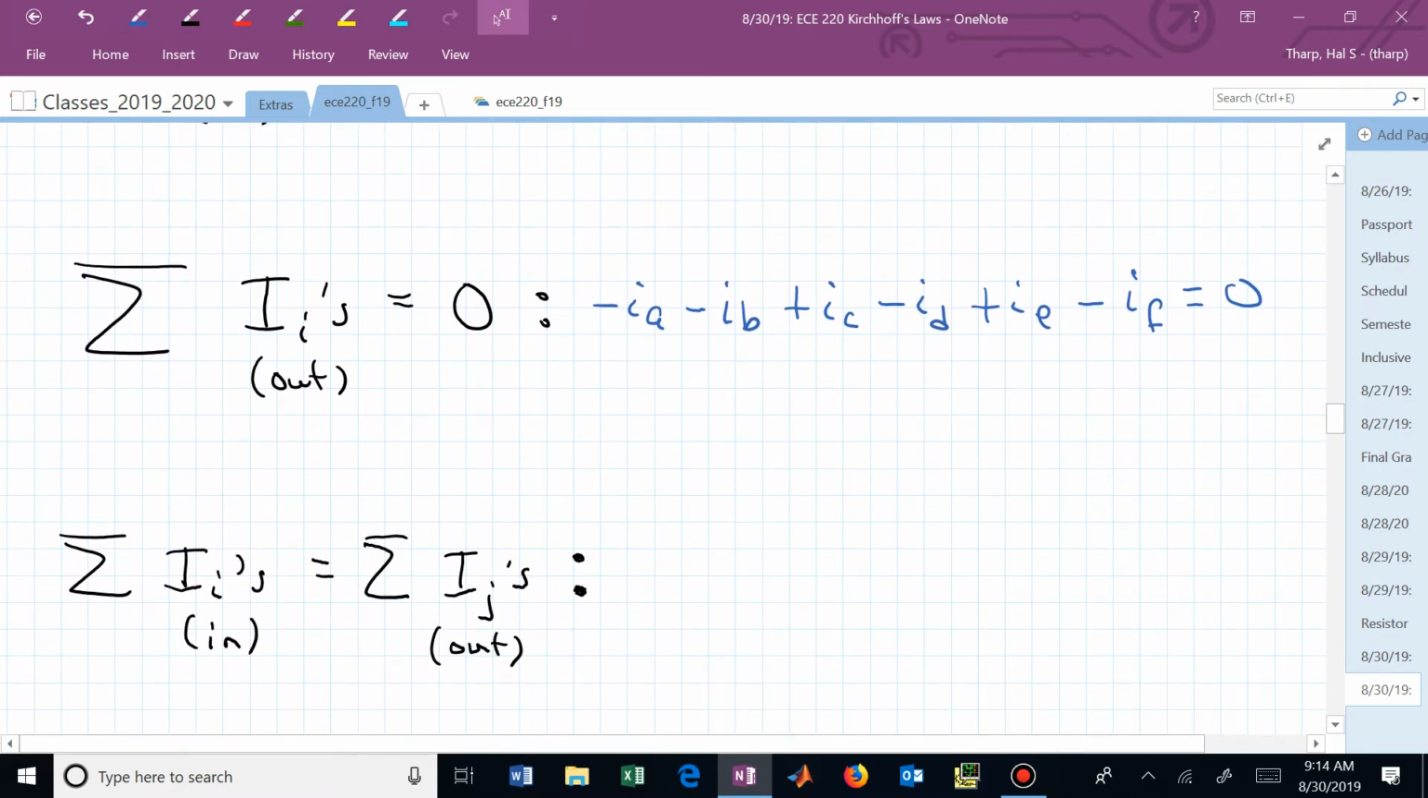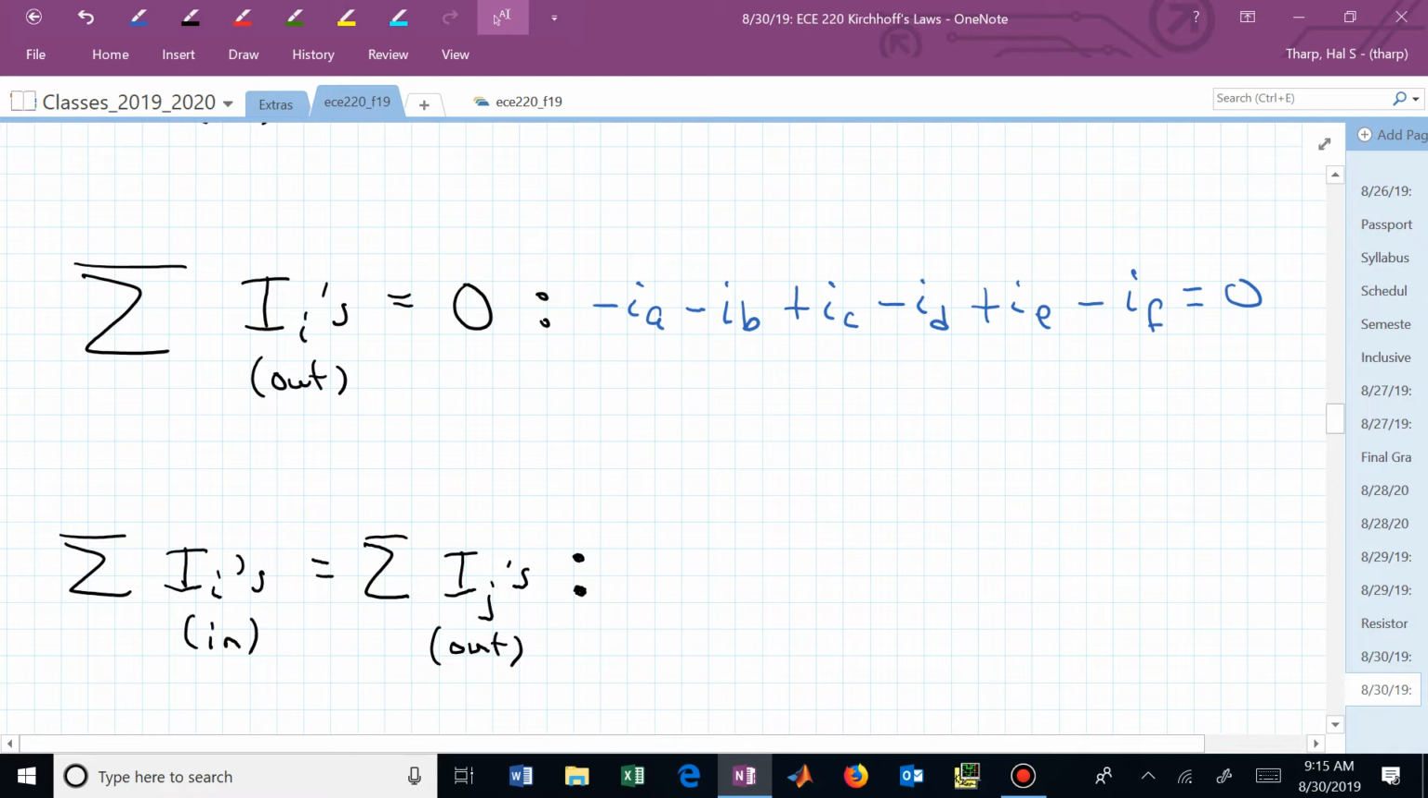Lastly, what if we wrote it this way? I want to sum the currents in and set those equal to the sum of the currents out. So do you see how we're sort of playing with words? And sometimes the syntax can get confusing. But here we're saying, let's just keep track of these currents and not be thinking about negating anything if we want it to be coming in.